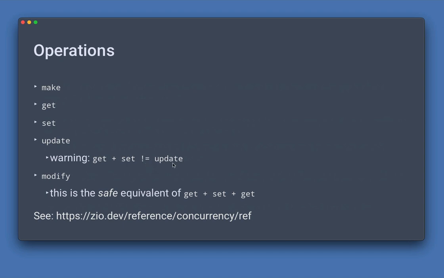Use update instead. And now, since I went through that explanation, modify is the safe equivalent of saying get plus set and then get. So you get a value, you set it using some type of function, and then you get the new value when you're done. And all three of these together are considered one operation. So no one else can modify the value while you're working with it right here.